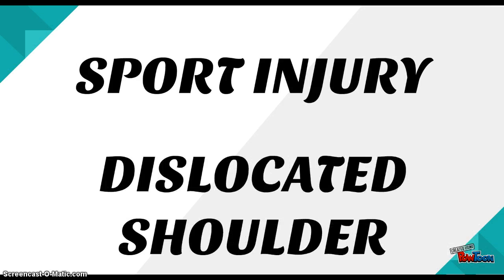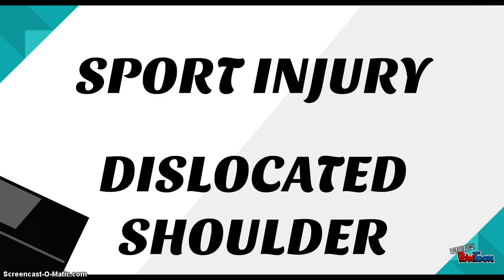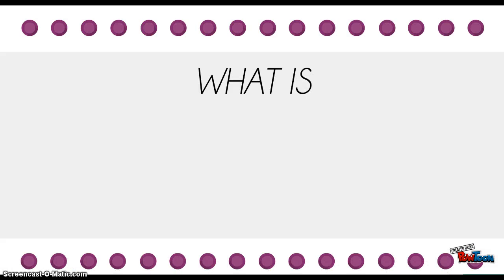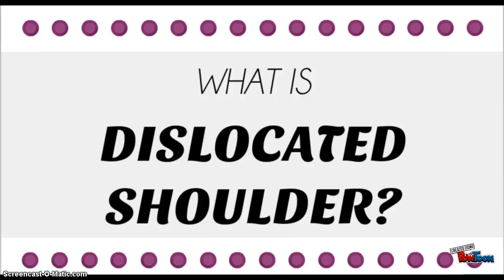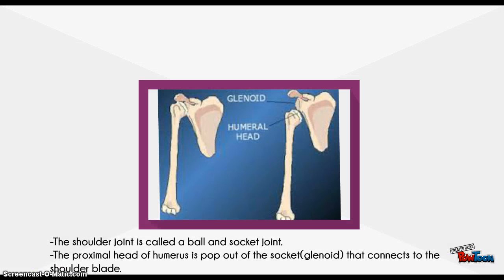Today I'm going to talk about dislocated shoulder. So what is dislocated shoulder? Basically, the shoulder joint is called a ball and socket joint. The proximal head of humerus is popped out of the socket that connects to the shoulder blade. The socket is also called glenoid.